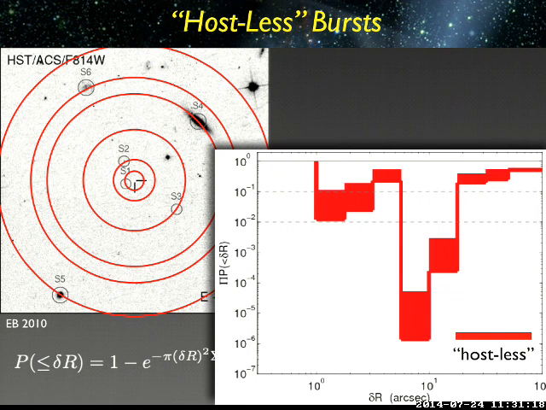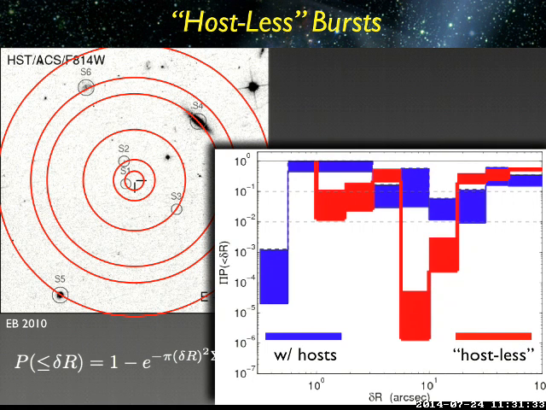Now, one concern is that maybe this is a spurious result that has nothing to do with short GRBs. We can repeat the same exercise for events that have coincident galaxies and see if we find a similar signature. And the answer is no. For the ones that have coincident galaxies, the low probability is at very small separation. That's the actual galaxy we call the host. And there's nothing else in the field that has the same signature. So there's something special about the fields of these hostless GRBs, which means that they are coming indeed, or at least as a population, they come from these galaxies at very large offsets.